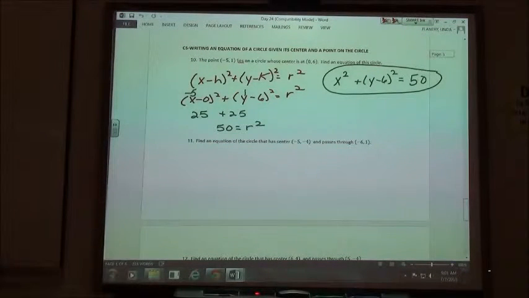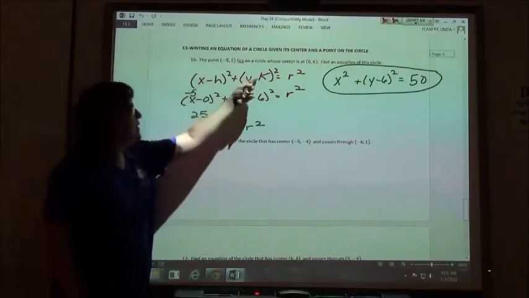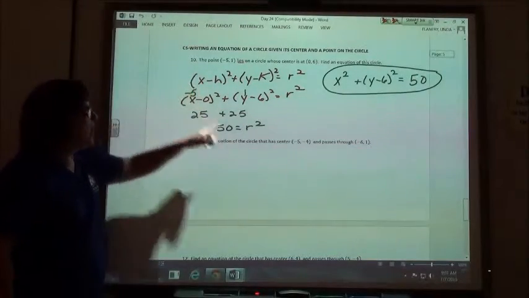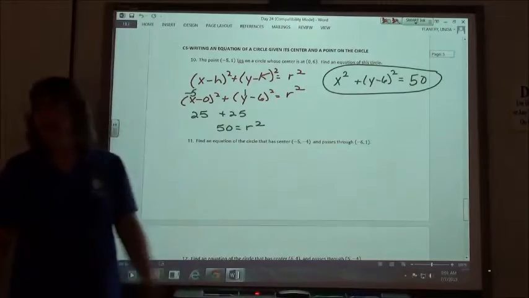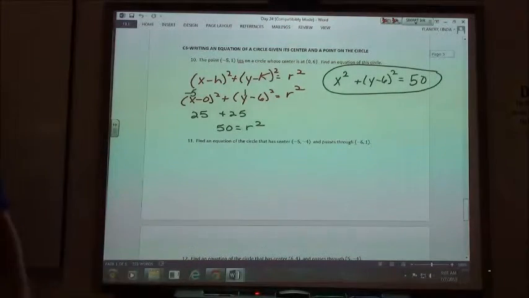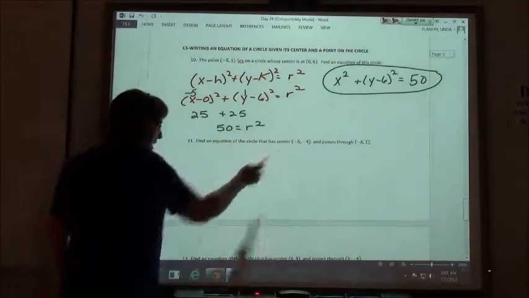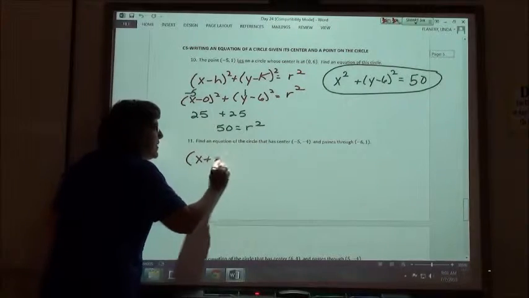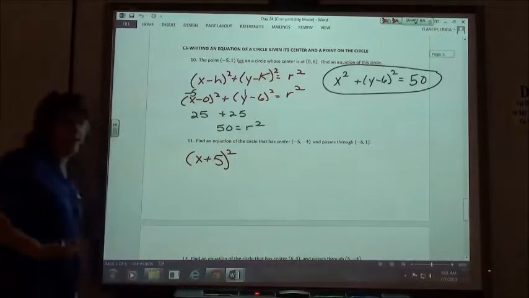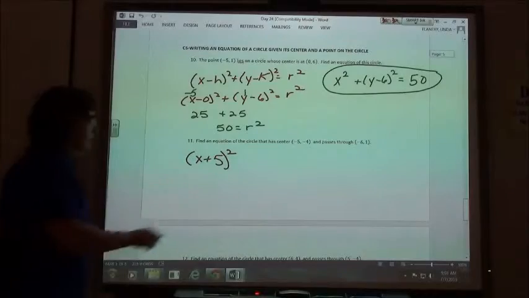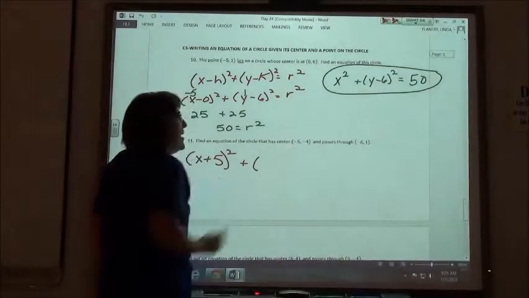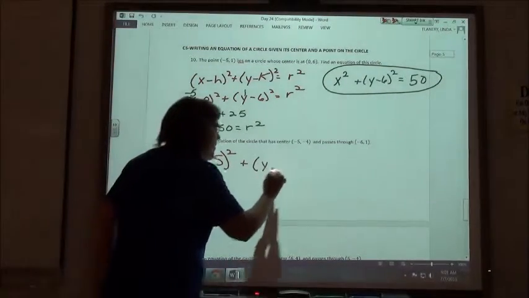So number 11 says find the equation of the circle that has a center at negative 5, negative 4, and passes through negative 6, 1. So again, if I'm putting it in the standard form, if I have x minus a negative 5, we're going to write it as x plus 5, right? We know that if the center was at negative 5, we had an x plus 5 in our standard form. And if we had a negative 4, we would have had y plus 4.